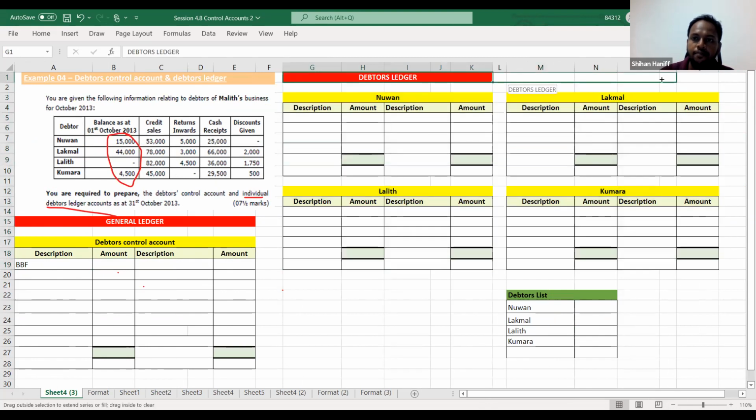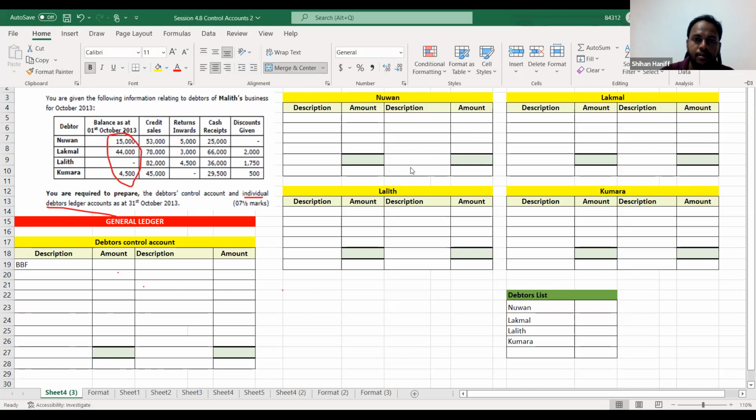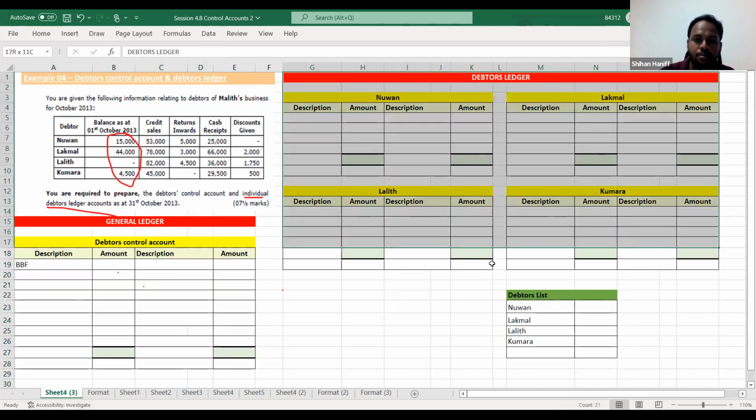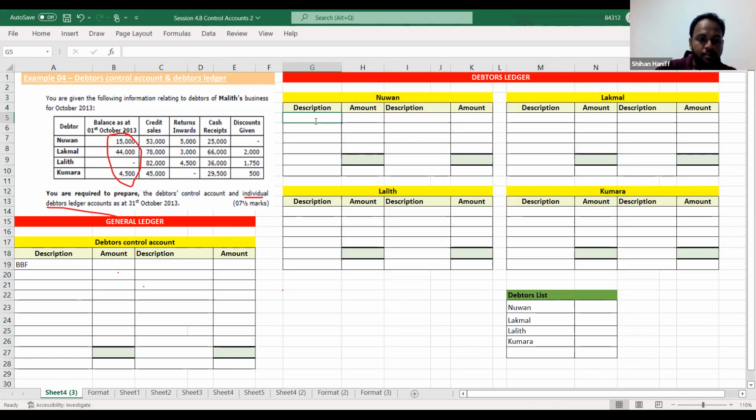Okay, I'll give a few minutes. Can you all do this? Take 5 minutes and complete this question. The control account means total. For individual accounts, you have to take individual transactions. For example, Nuwan opening balance is 15,000. Then sales is 53,000. Likewise, you take the individual amounts. You can draw the T accounts. Yes, it's okay.